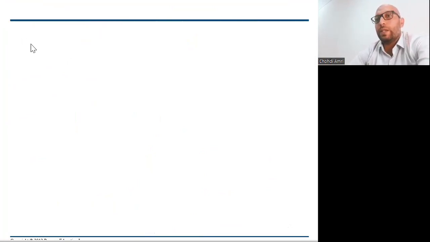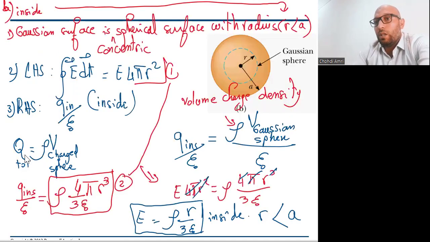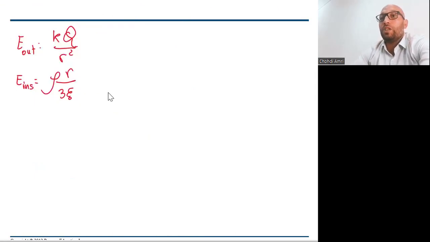If we want to summarize, E outside, we said it's KQ divided by R power 2. E inside, we said it's rho R divided by 3 epsilon naught. If we want to write the second equation, the electric field inside, as a function of the total charge Q, what are we going to write? Don't forget that we said the total charge is rho multiplied by the volume of the charged sphere.